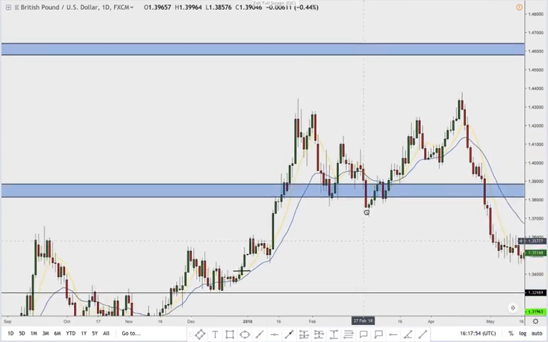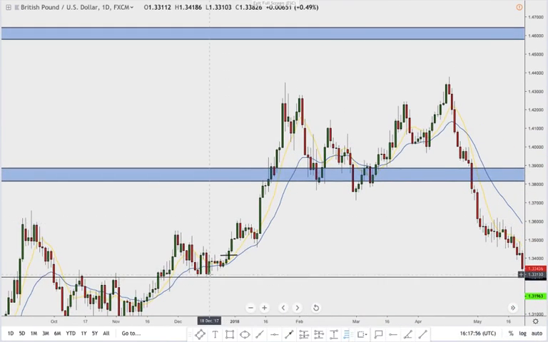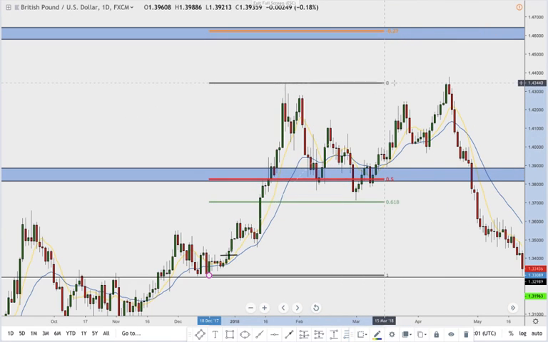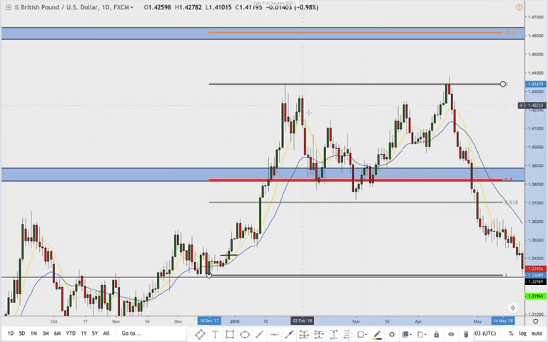Good. So Fibonacci, draw from swing low to swing high. As you can see, I was expecting this market to pull back, entry, push all the way to here. That didn't happen. 100% extension, collapse.